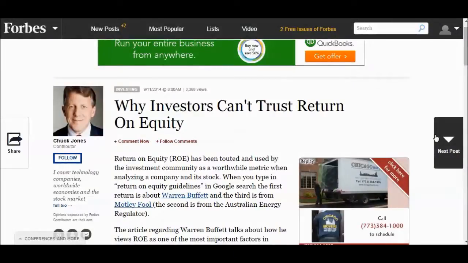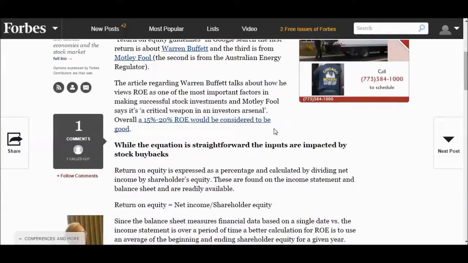Okay, there have been some criticisms of the return on equity valuation metric. One of them you can see on the screen right now, an article from Forbes.com. The headline is, why investors can't trust return on equity. Basically, the big criticism here is that return on equity is impacted by stock buybacks, when companies buy their own stock. This has the effect of increasing return on equity, but that is misleading.